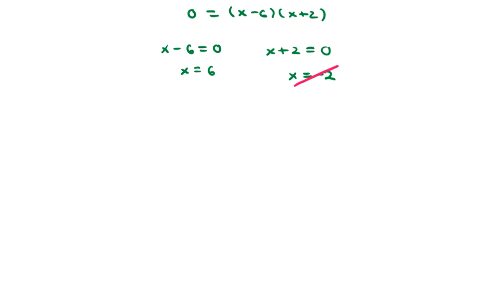So with that said, 6 represents the jogging speed. So we'll say jogging is 6 miles per hour.